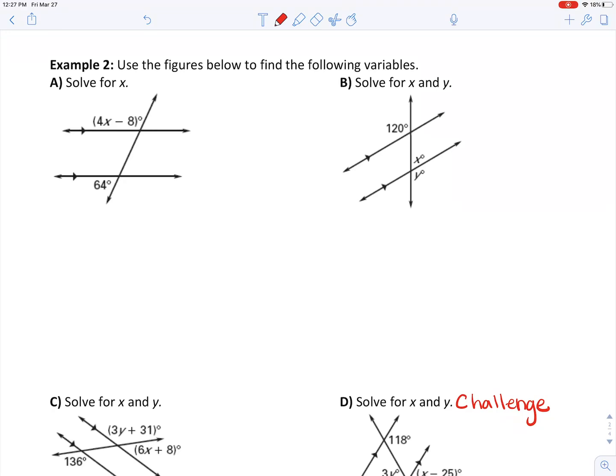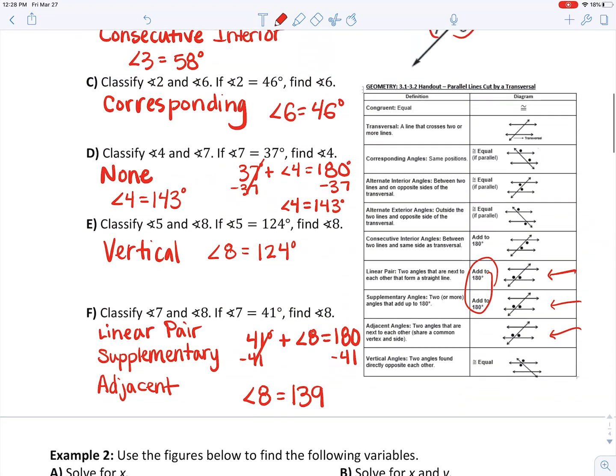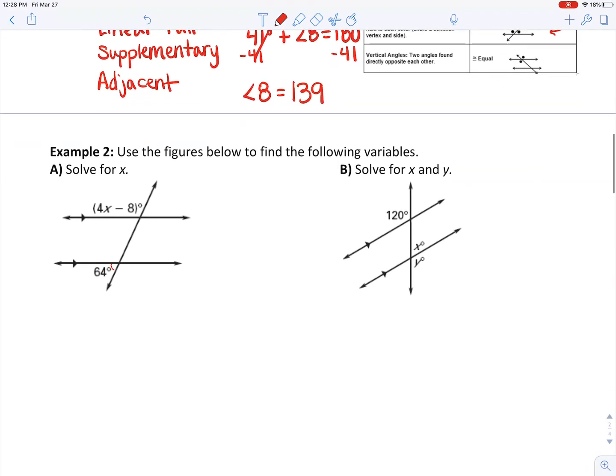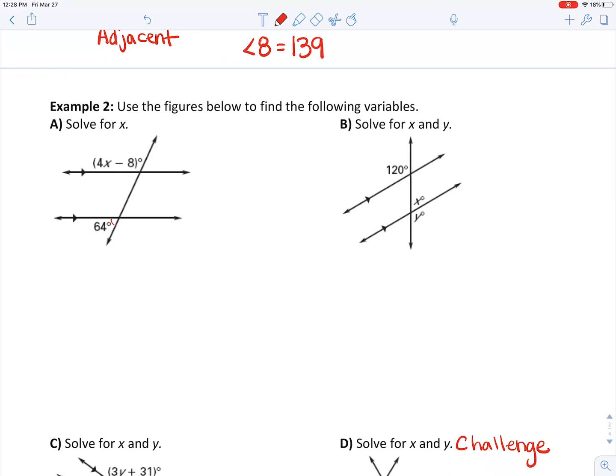Example 2 says, use the figures below to find the following variables. In letter A, we are solving for x. Okay, so let's take a look at these two angles. I want to know if they are corresponding, consecutive interior, or alternate exterior. And I'm noticing that we have one at the top left, and the other one is at the bottom left. These are not one of the angles on my 3.1 to 3.2 handout. So I might have to do a little extra work here.